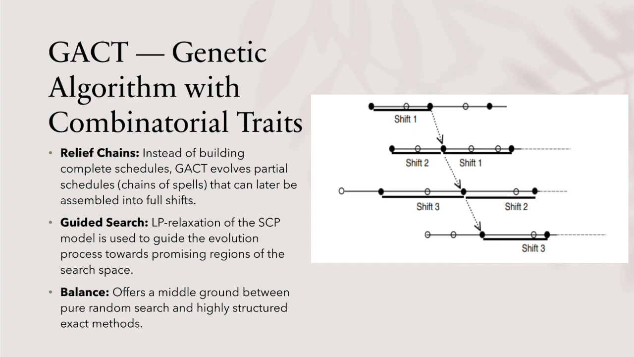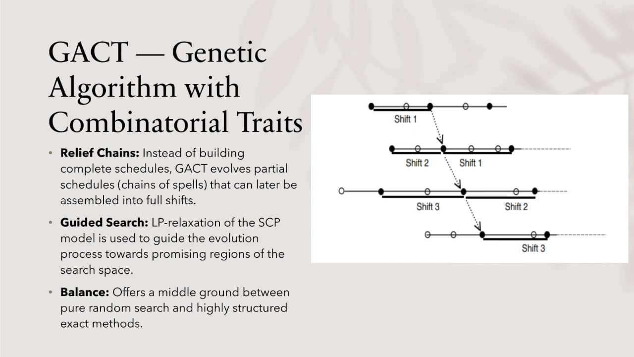The next is genetic algorithm with combinatorial traits. GACT, or genetic algorithm with combinatorial traits, does not randomly evolve full driver schedules from scratch. Instead, it focuses on evolving smaller building blocks, such as sequences of spells called relief chains, that can be pieced together into final shifts.